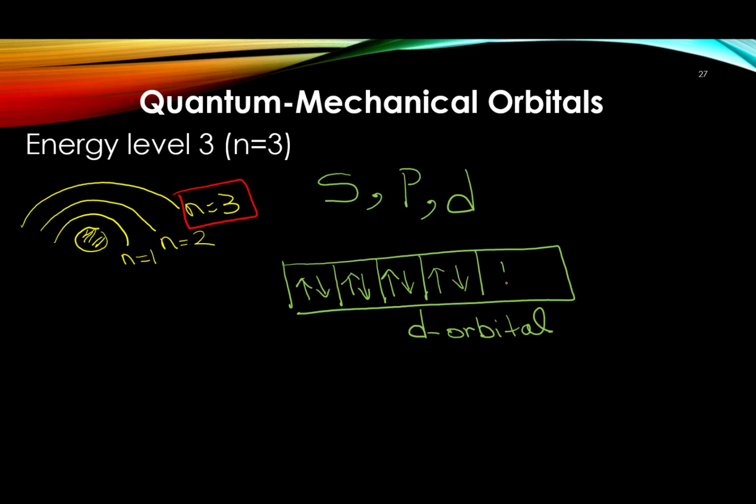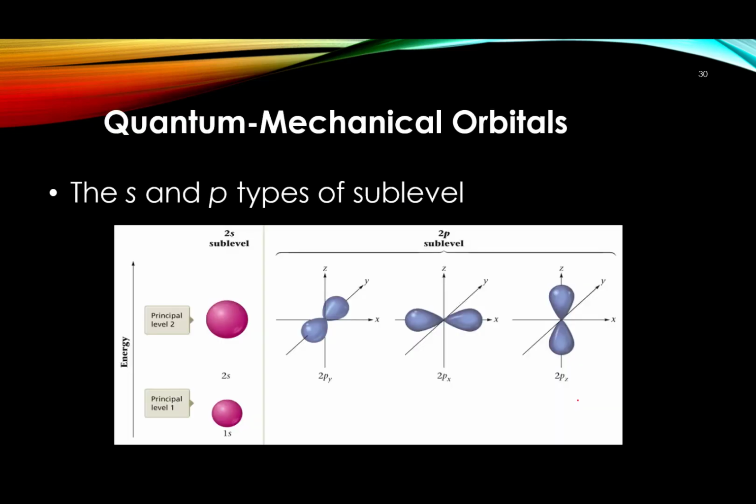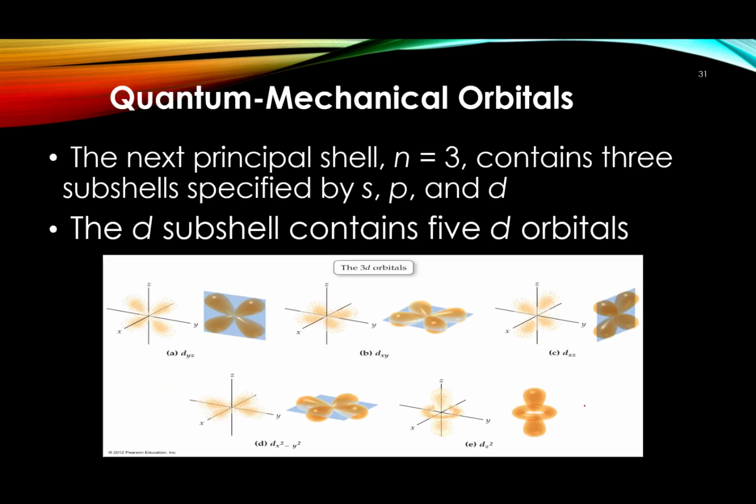Then as you could see, in any d orbital, we could have a maximum of 10 electrons. Okay, 2, 4, 6, 8, 10. Now, let's talk about the shape of the orbitals. This is the shape of the orbitals. As you could see, it's a combination of s and p orbitals.